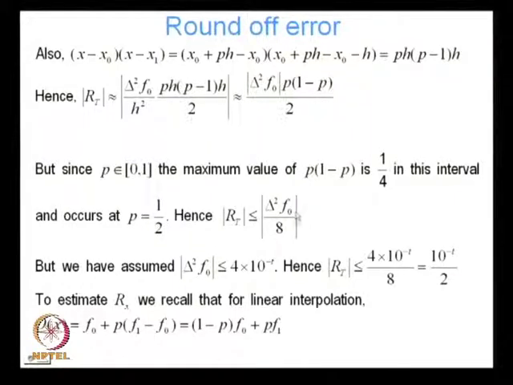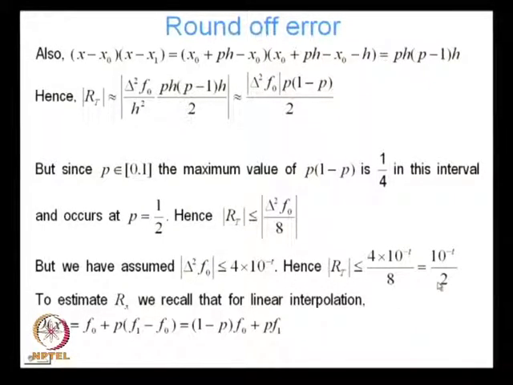But we have said that this is less than or equal to that. Therefore the modulus of RT, the truncation error, is less than or equal to 4 into 10 to the power minus t by 8, that is equal to 10 to the power minus t by 2. So this is how we get a bound on the truncation error.